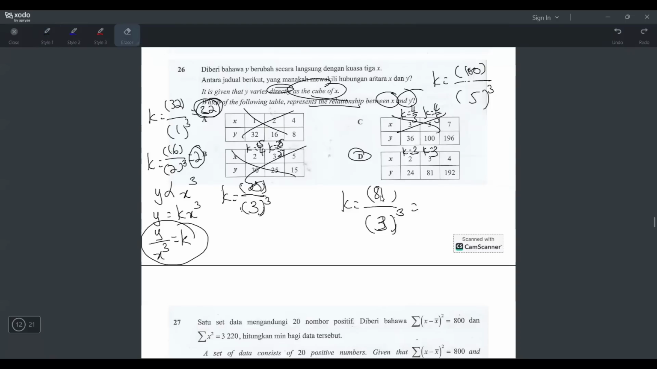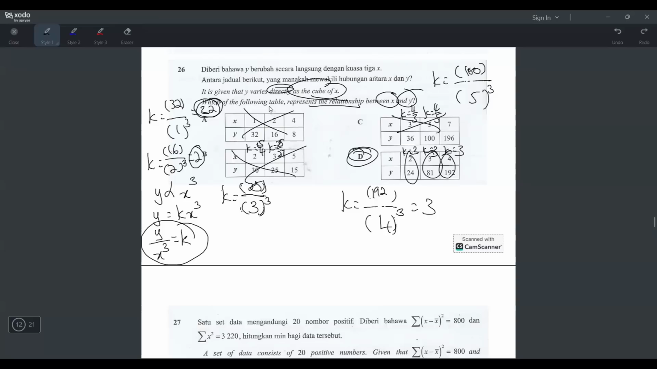Now let's try again. This time the y is 192, the x is 4. So let me use my calculator. 192 divided by 4 power 3. Oh, 3 also. So you can see that the k is really the same all the way. For every set of values, when you substitute in, you get the same k value.